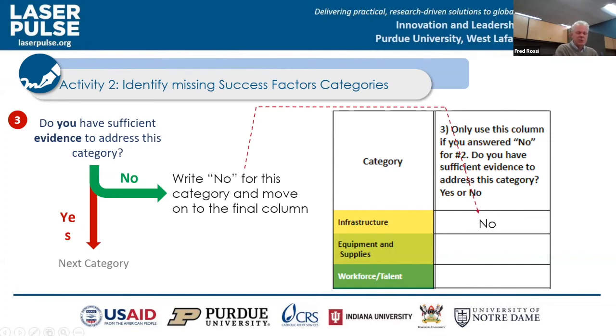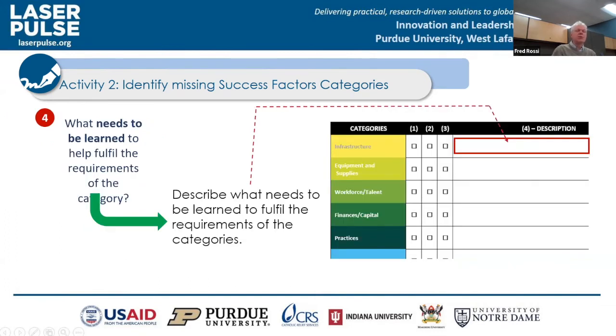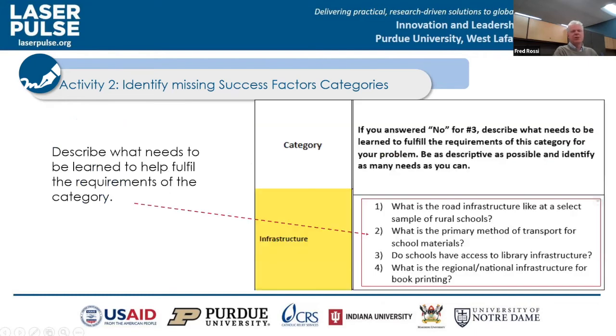And so, yeah, we're going to say no here again and go to the fourth question, the fourth column in this template. And this is where we begin to ask what needs to be learned to help fulfill the requirements of this category. So we can go to the next slide, and it shows that we're starting to fill in this column 4 of the infrastructure category.